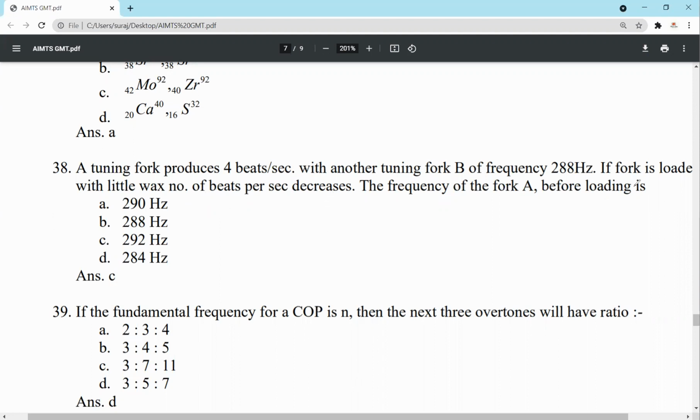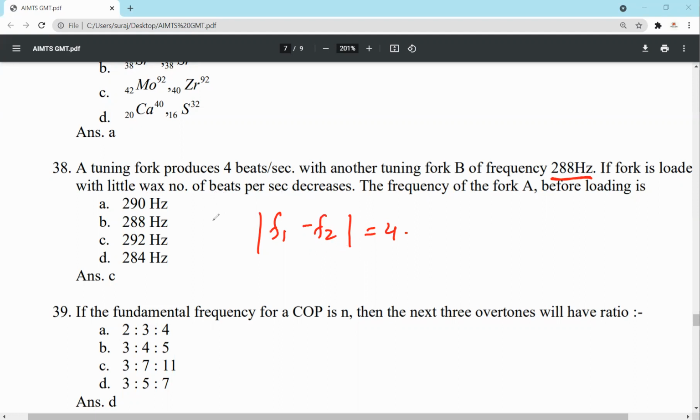Here, a tuning fork produces 4 beats per second when sounded with another tuning fork P of frequency 288 Hz. So let's say the first frequency is f1, and |f1 - f2| is given as 4. f2 is given as 288 Hz. If fork A is loaded with a little wax and the beats per second decrease, the frequency of fork A before loading is?